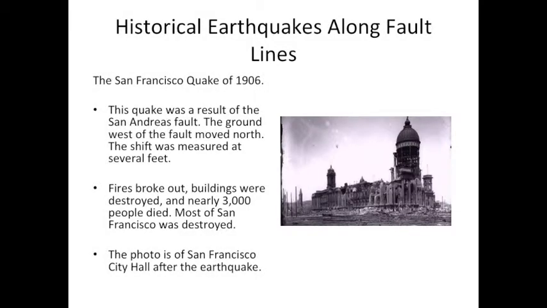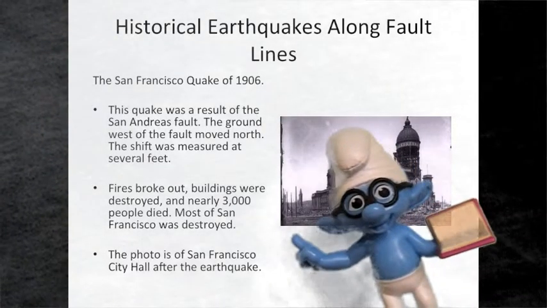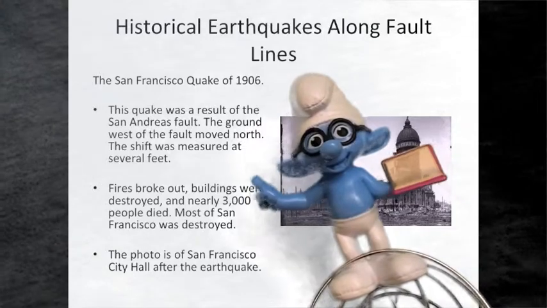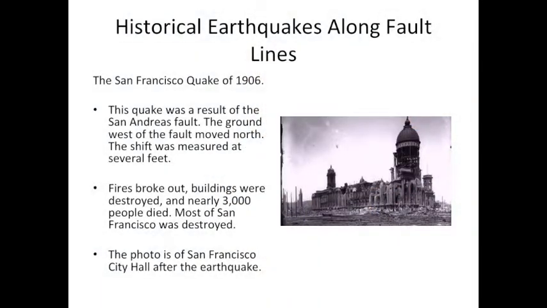Now, Brainy Smurf would like to share with you some historical earthquakes along fault lines. The San Francisco quake of 1906. This quake was a result of the San Andreas Fault. It destroyed San Francisco.